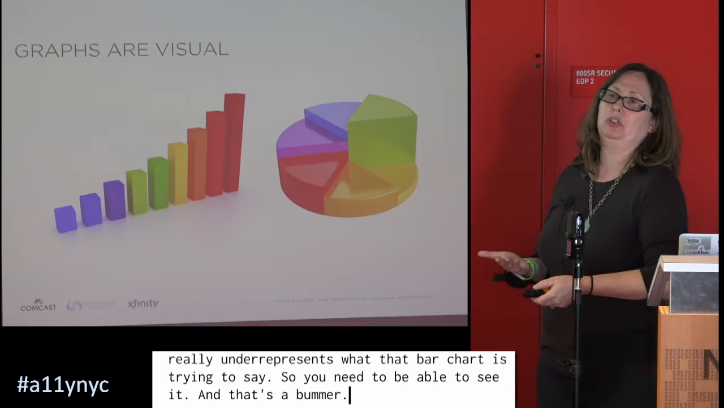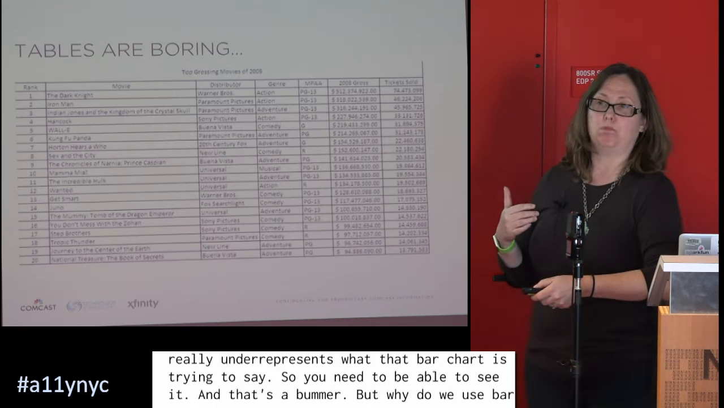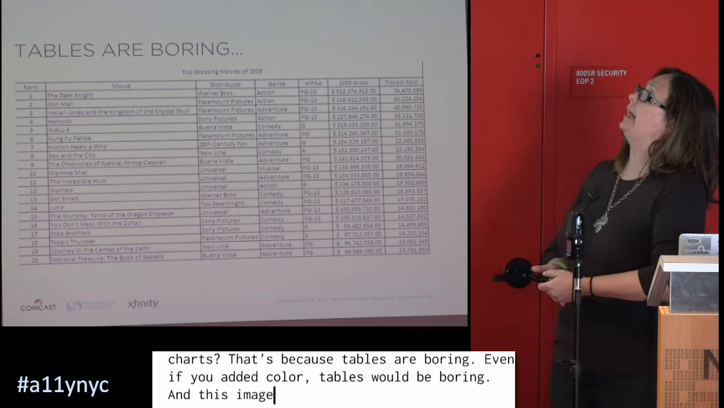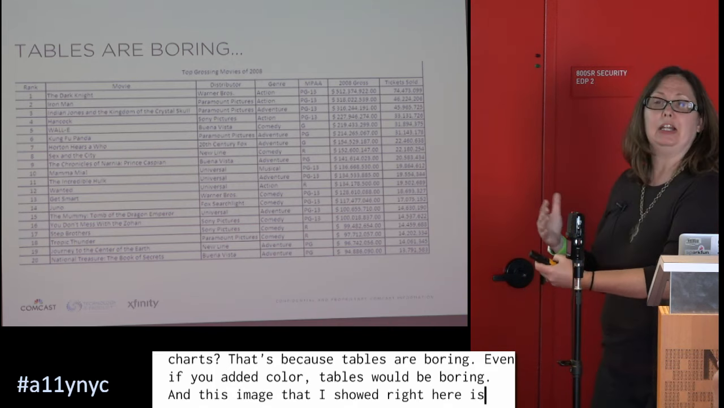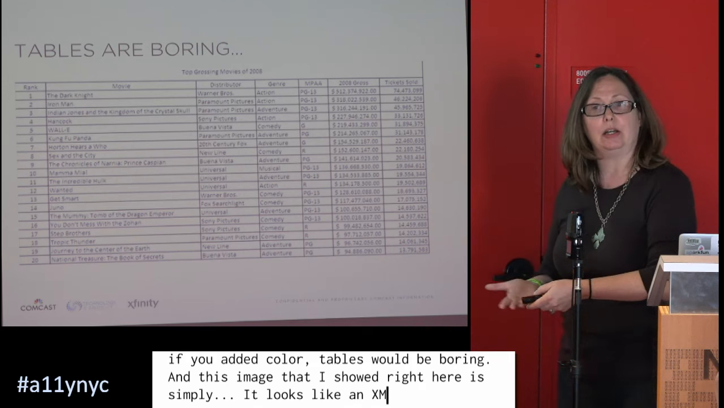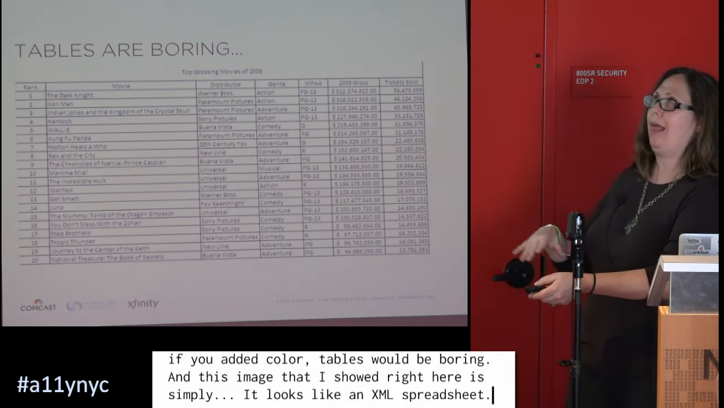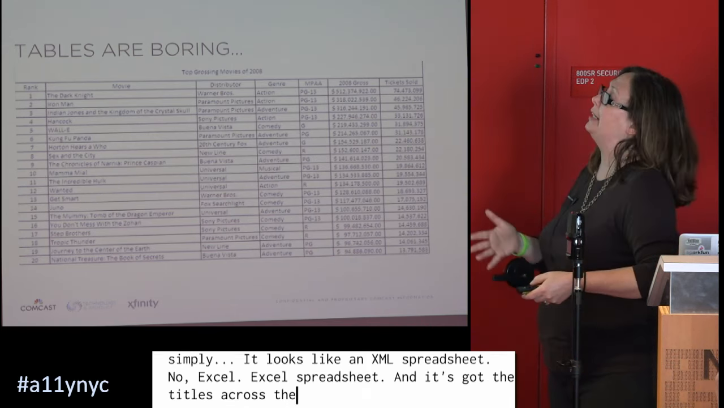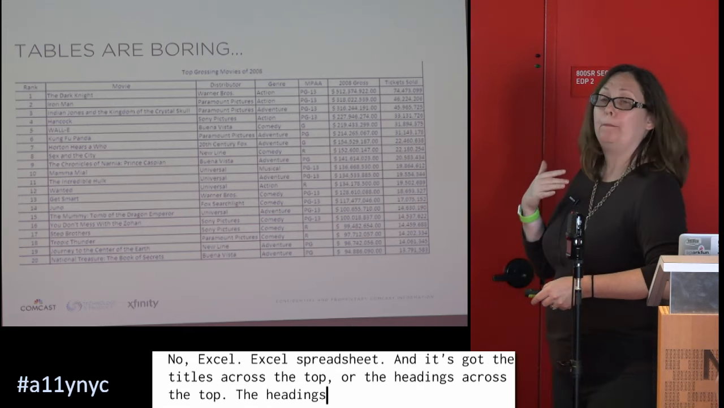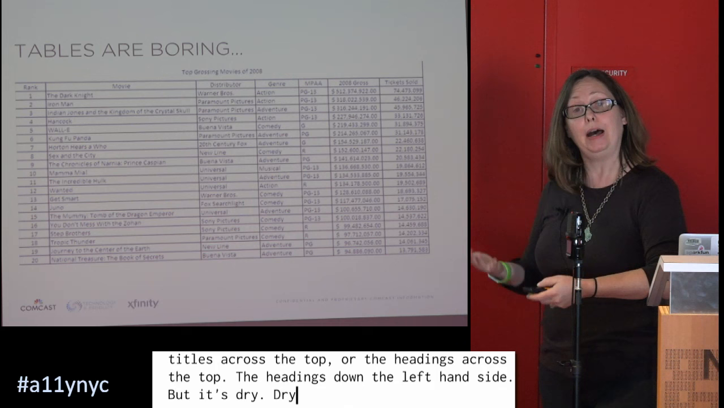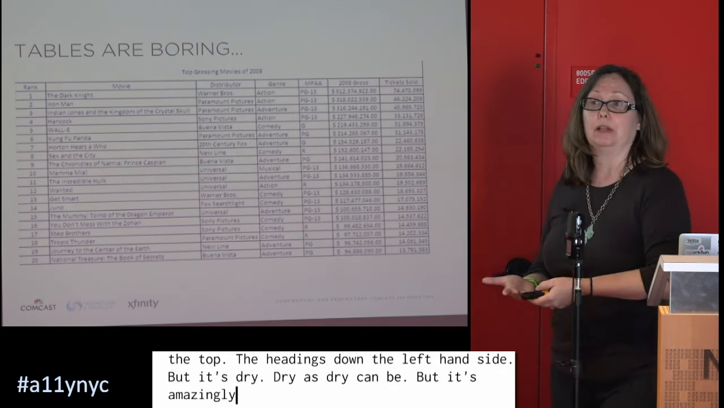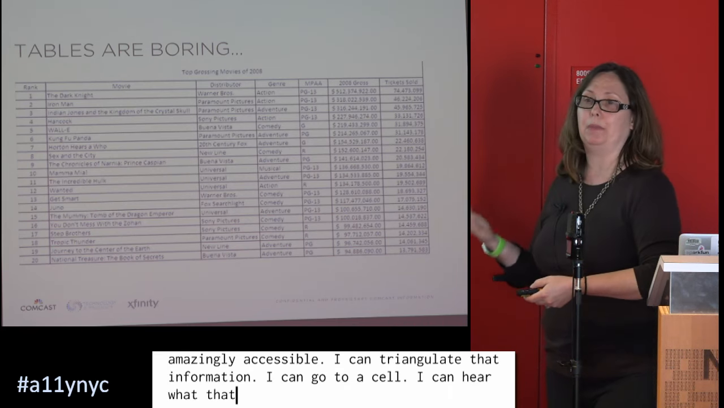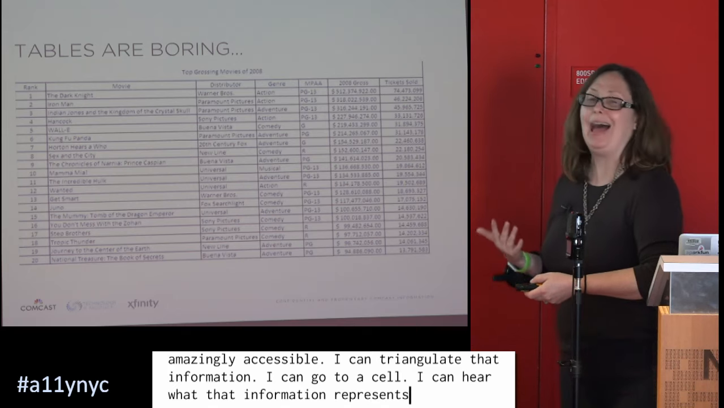But why do we use bar charts? That's because tables are boring. Even if you added color, tables would be boring. And this image that I show right here looks like an Excel spreadsheet, and it's got the headings across the top, the headings down the left-hand side, but it's dry as dry can be, but it's amazingly accessible. I can triangulate that information, I can go to a cell, I can hear what that information represents. But how do we do both?